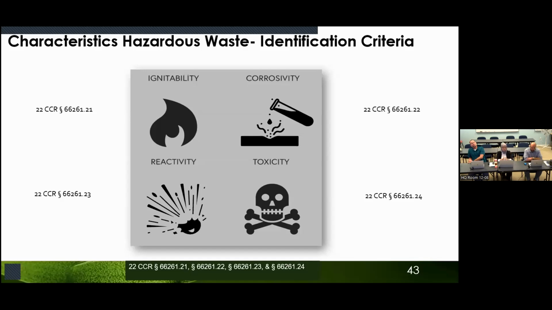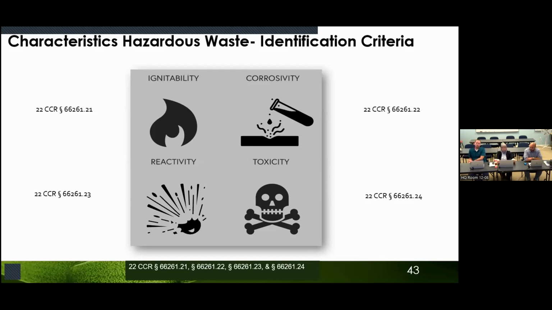Now, all of these additional criteria for both of these characteristics lead to more waste being classified as hazardous in California as compared to US EPA's federal regulations. The additional waste classified due to California's broader corrosivity and toxicity criteria are referred to as non-RCRA waste. You will learn about details of these differences and additional criteria later today.